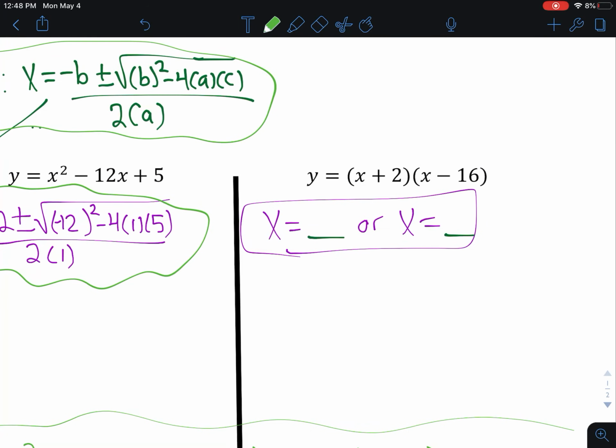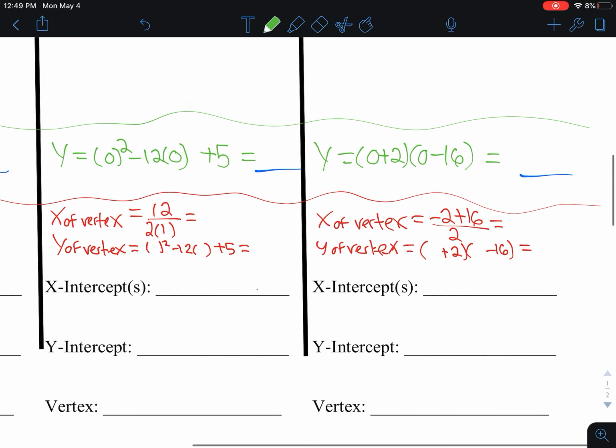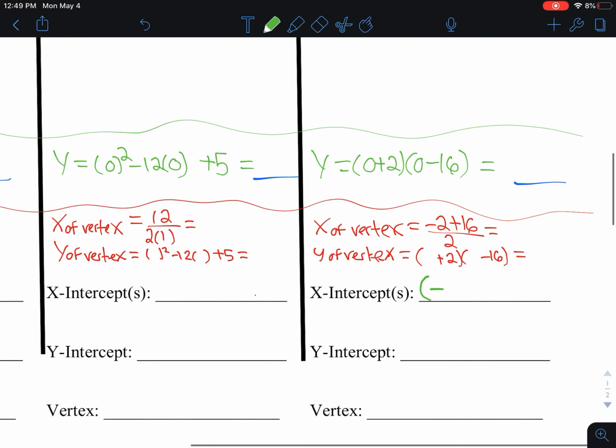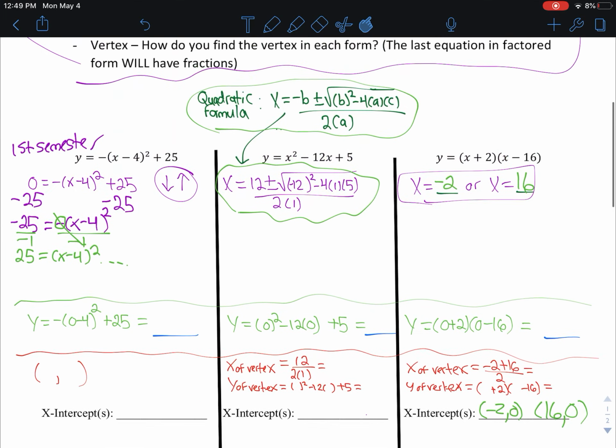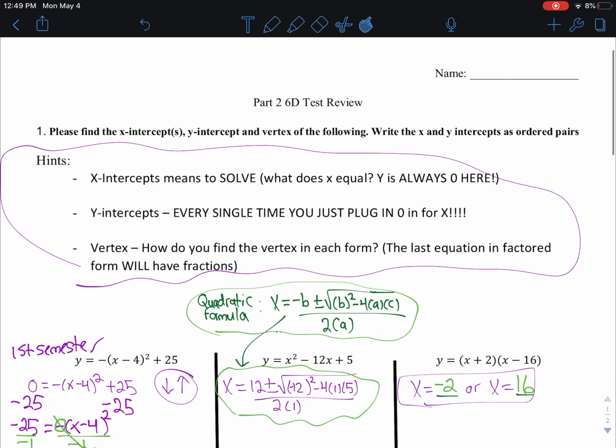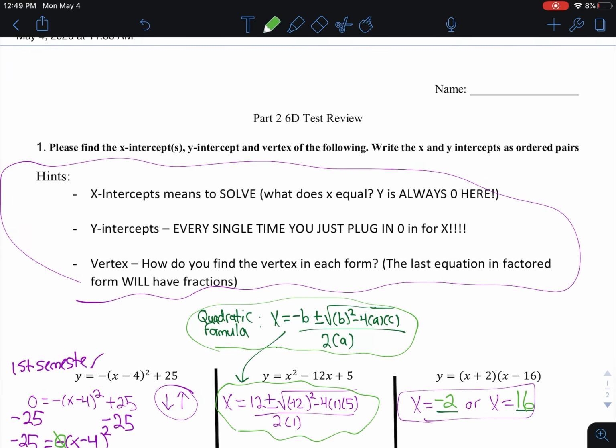For factor form, I'll just go ahead and tell you this one. It's just opposite. So in this case, it'd be negative 2 and 16 for my x-intercepts. When you do the x-intercepts, I would like you to write them as ordered pairs. So it'd be (negative 2, 0) and (16, 0). If you say x equals negative 2 and x equals 16, I won't take points off, but since I said I want them as ordered pairs, that's what it means. Ordered pairs means (x, y).